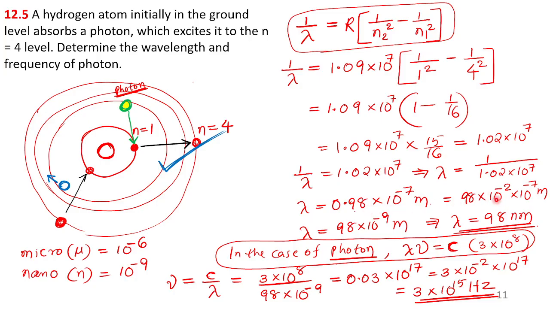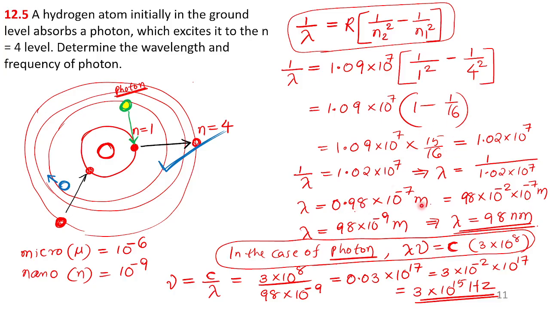Sir, what happened to the 15 by 16, sir? See, I told you clearly that the multiplication and division I did not discuss. 1.09 into 15 you have to multiply, after that you have to divide by 16. That multiplication and division I did not discuss. If you multiply and divide you will get 1.02. So the multiplication, division, etc., I have not discussed.